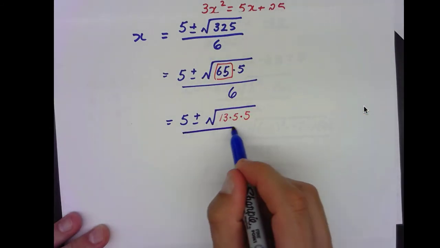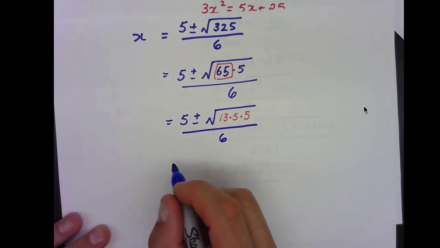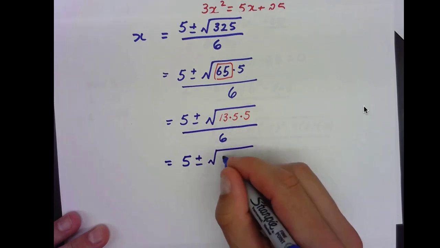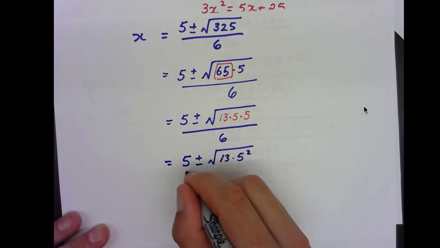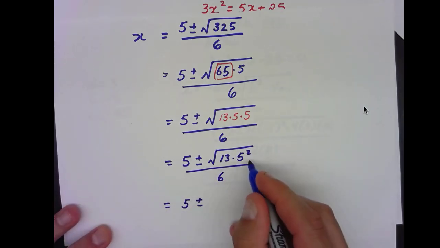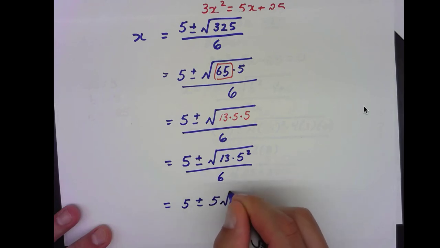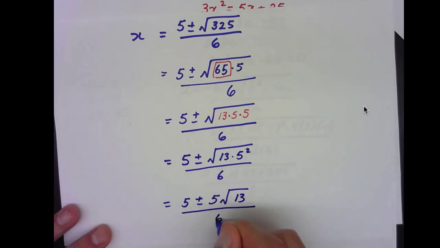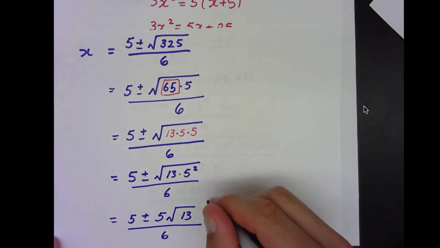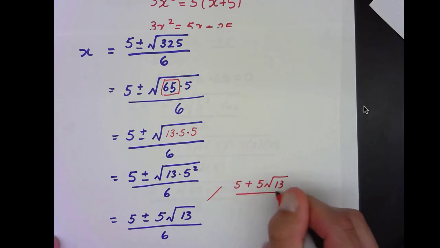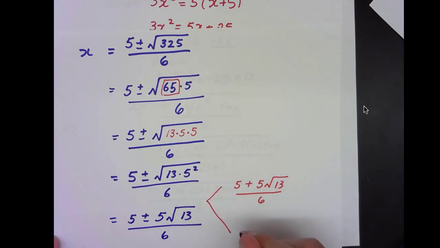And all over 6. Remember, we're just solving. We're just using some algebra skill now. So 5 plus or minus, well, I'm going to write this out. So 13 times 5 squared all over 6. Guess what's coming out? 5's coming out here. 5 plus or minus 5 root 13 all over 6. Oh, you can't do anything with that. We can write our solutions as 5 plus 5 root 13 all over 6. That's one solution for x. Our other solution is 5 minus 5 root 13 over 6.